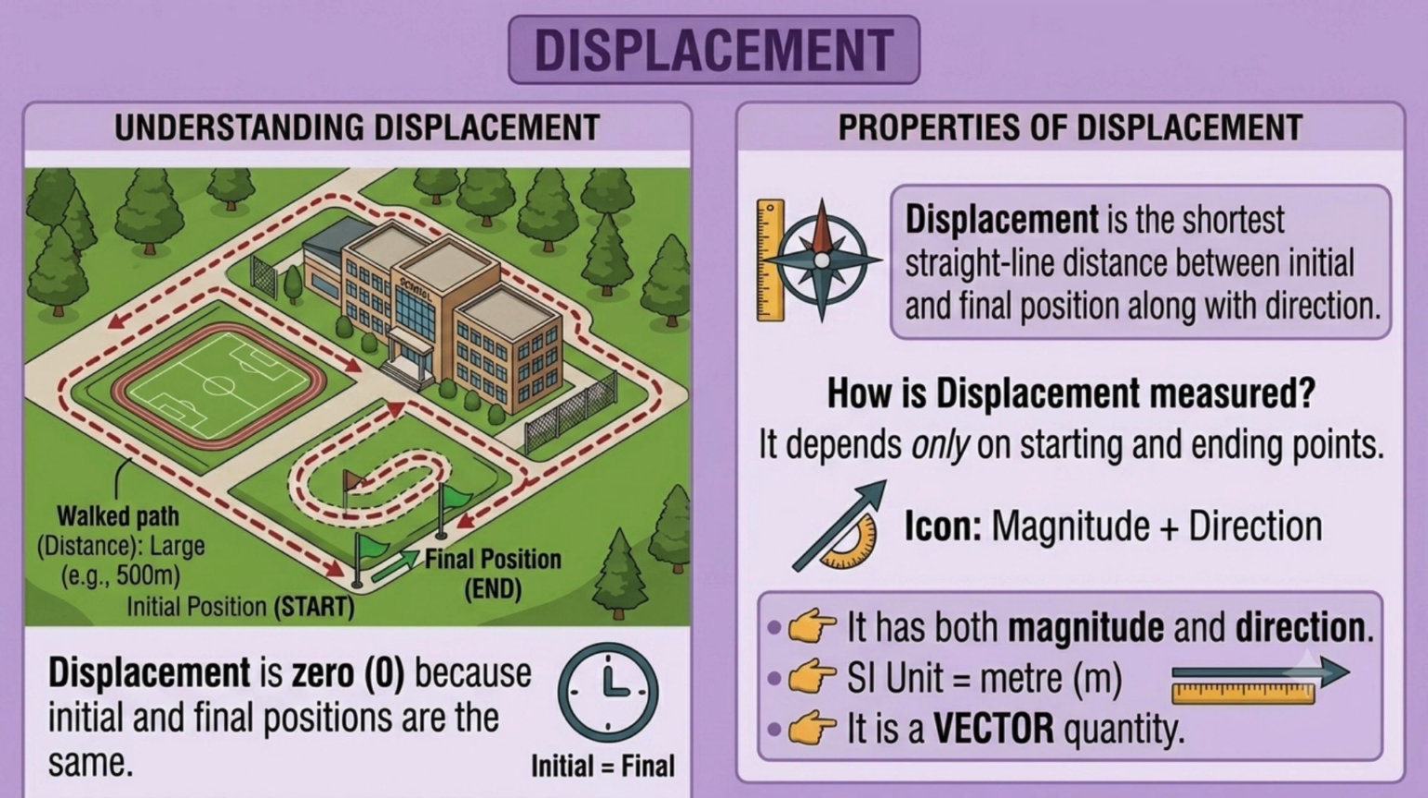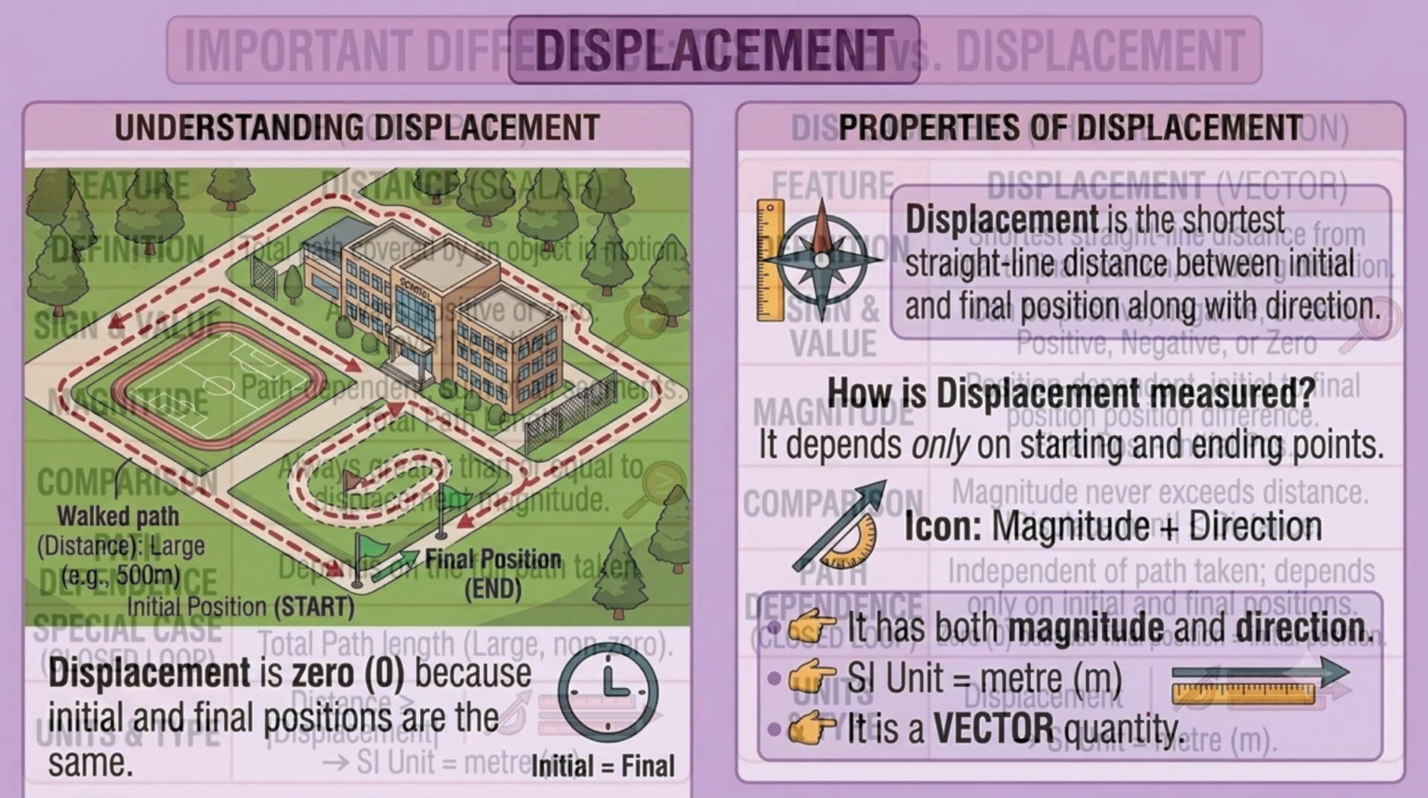Suppose you walk around your school and finally reach the same place from where you started. Distance traveled may be large, but displacement becomes zero, because your initial and final positions are the same. Therefore, displacement depends only on starting and ending points. It has both magnitude and direction. SI unit is meter, denoted by m, and it is a vector quantity.